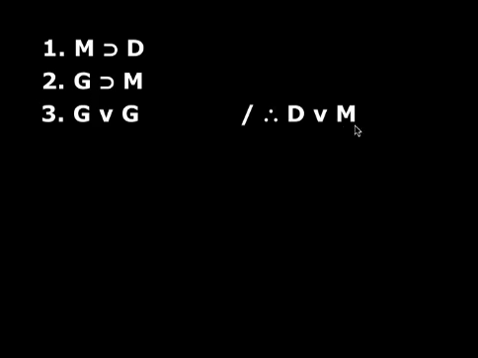This is a case like that. How could I get this? Well, it's going to have to be a dilemma. I'm going to need two conditionals that have D and M as the two consequents. Well, I've got that. I've got D and M. I would need the disjunction M or G. But I don't have that. Is there any way I could get M or G?